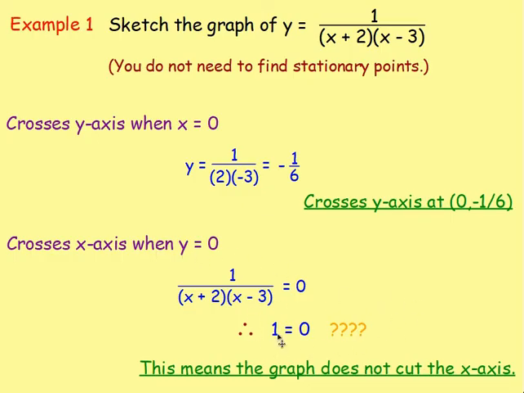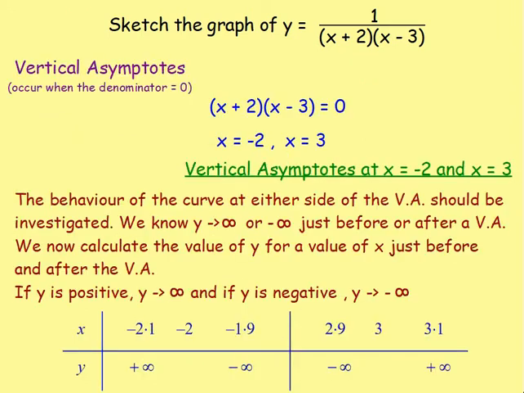If you end up getting some sort of hocus pocus such as this, 1 equals 0, well obviously that makes no sense, so you have to say what that means. If you end up getting that, it clearly doesn't make sense, so you would say then that the graph doesn't cut the x-axis. That is what that would mean.